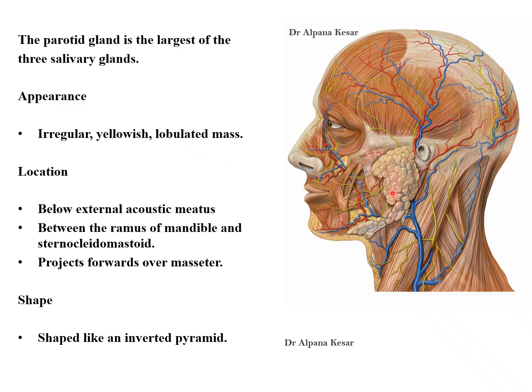It is present below and in front of the external acoustic meatus. A part of it is wedged between the ramus of the mandible and sternocleidomastoid muscle, and its anterior part projects over masseter muscle. It is shaped like an inverted pyramid with the apex pointing downwards and the base facing upwards.